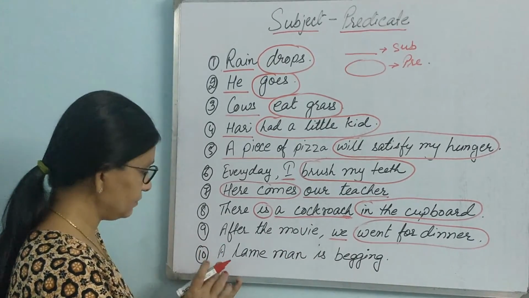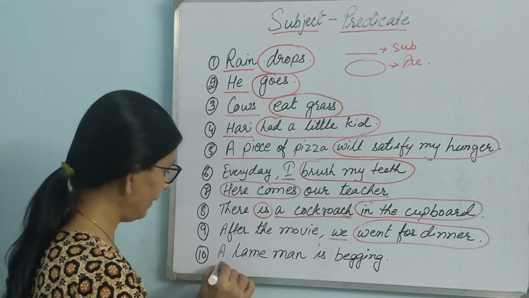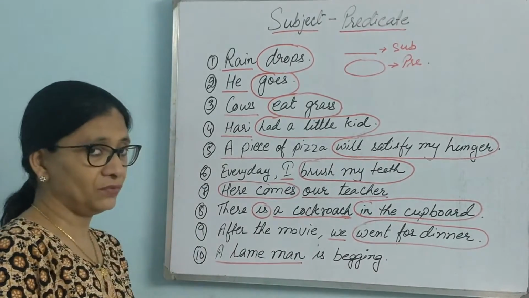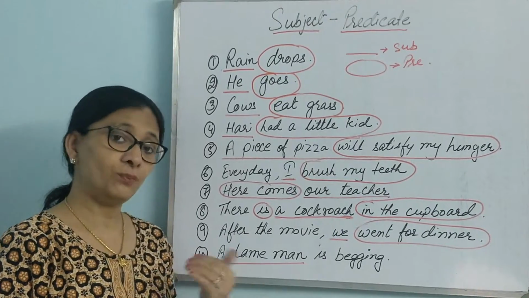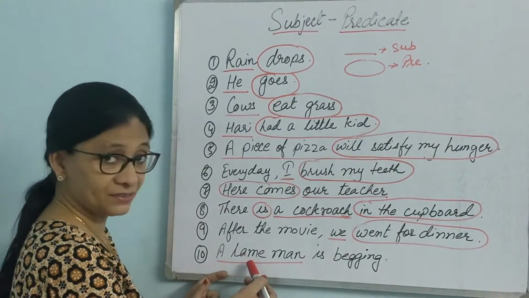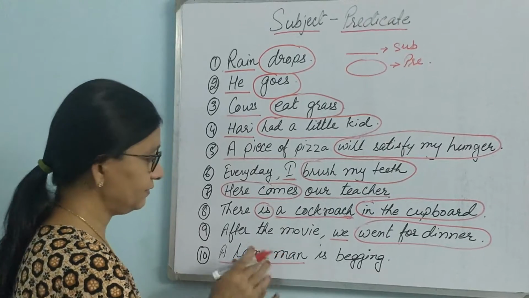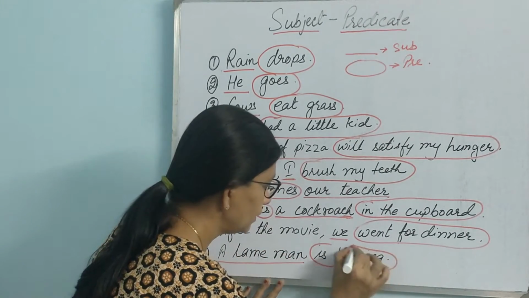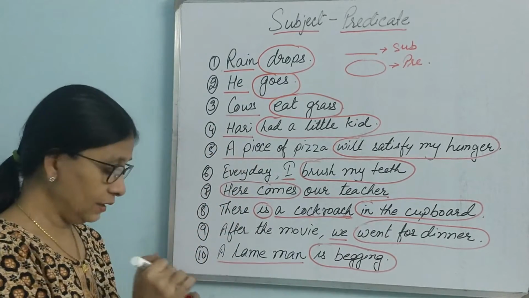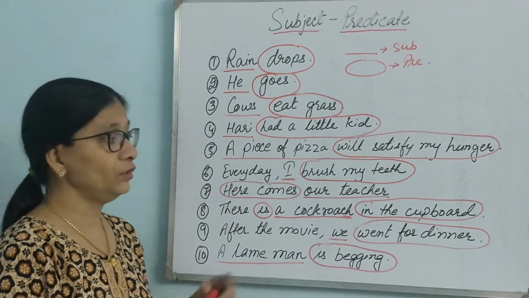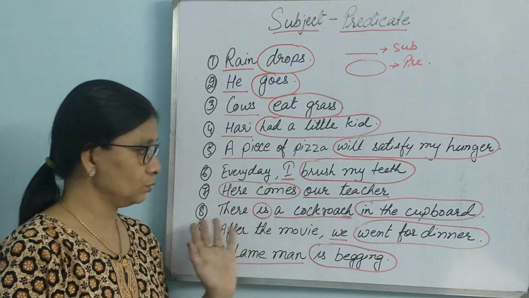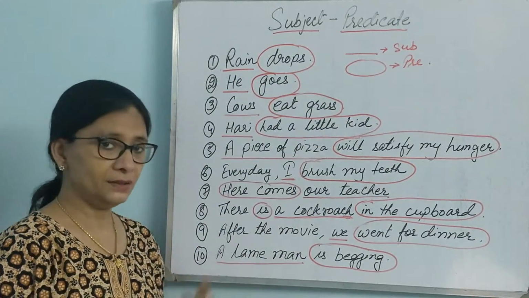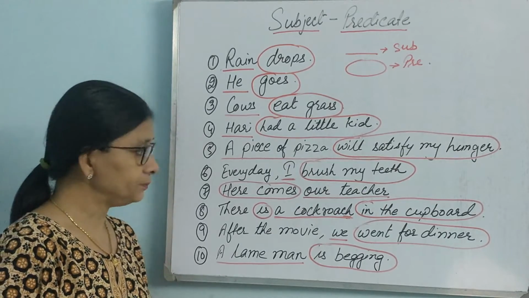Now the last sentence. A lame man is begging. A lame man is the subject. As I told you, the subject can be adjective plus noun. So here lame is the adjective, plus the noun. This is the subject. Is begging is clearly the predicate. So you can just quickly write it down in your copy, and you can also follow this method. Underline and circle, so it will be easier for you to understand.